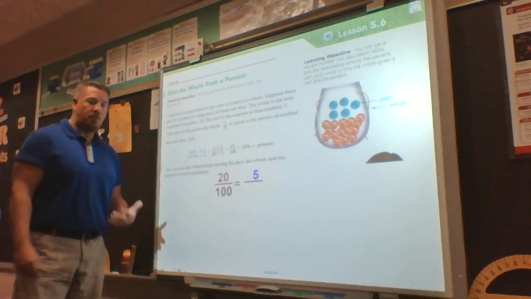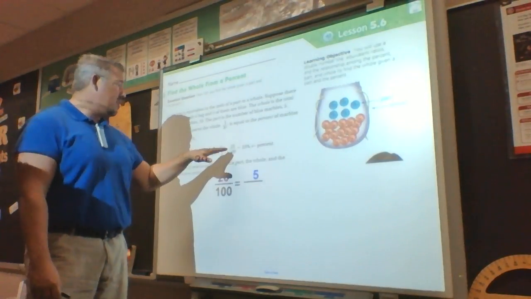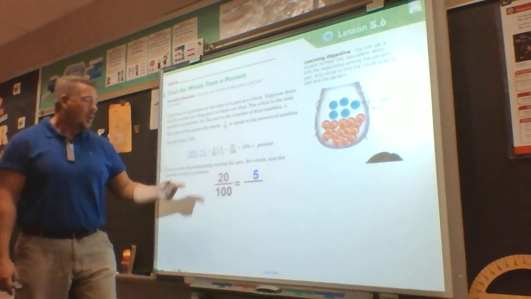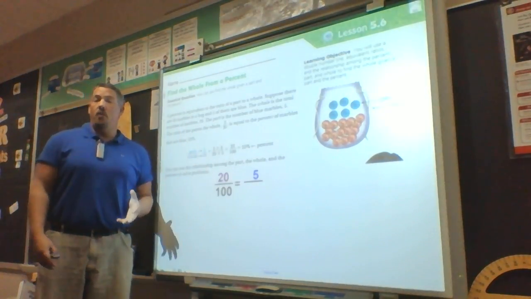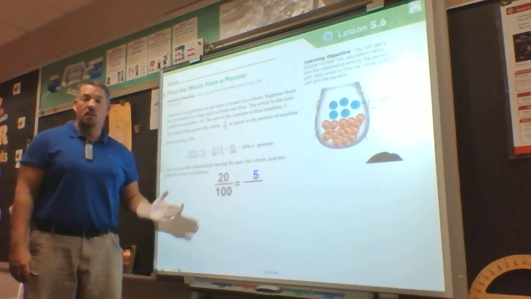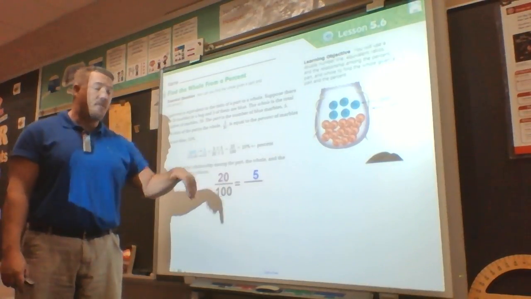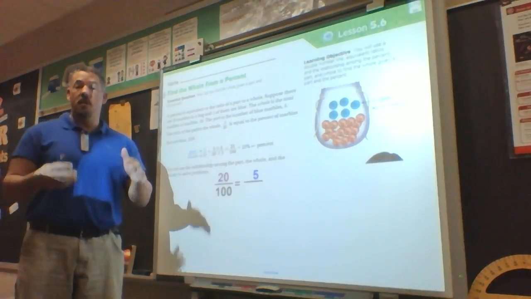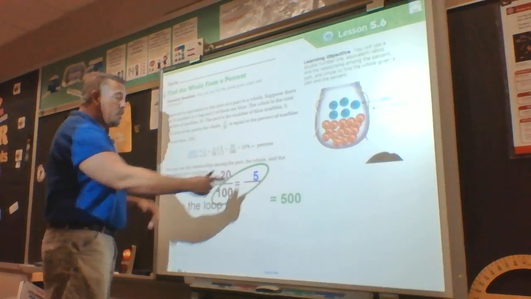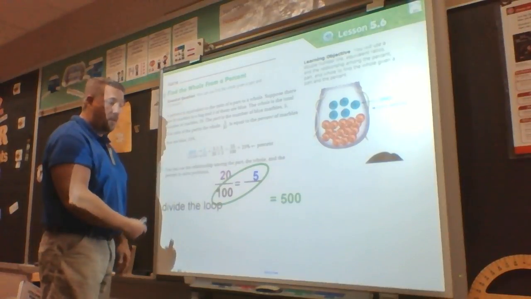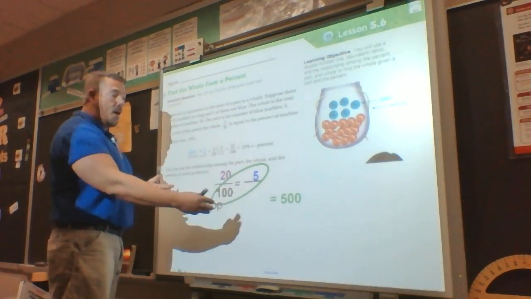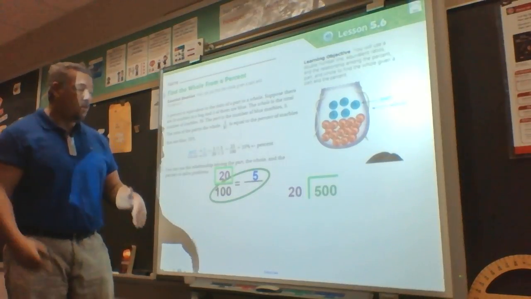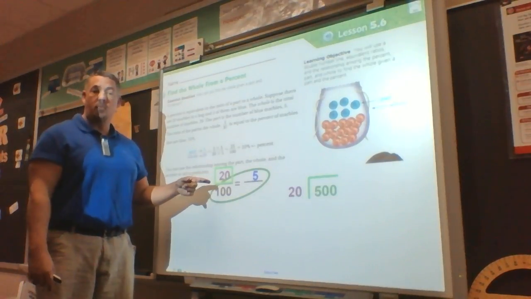So what I'm going to do here is prove that, as they said, it's 25% using all those different steps. I have 20 marbles, all the marbles being 100%. I want to know what 5 of those 20 is as a percentage. So when I divide the loop, once again, I multiply the two that are together. That gives me 100 times 5, which is 500. And then I divide by the lonely number. So I'm going to divide my 500 by 20.